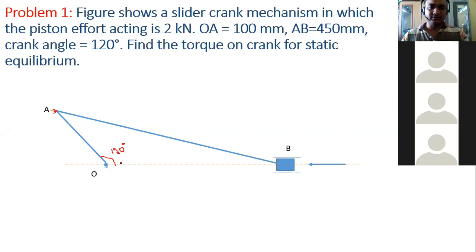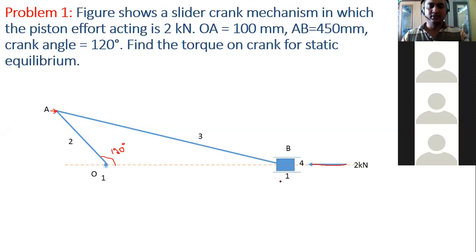Okay. So this is 120 degrees, that is also given. So now we'll solve this problem. Understand this figure now. This is 120 degrees. OA length is given. AB length is given. And this force is given. See, this force, the piston effort, is given. That is, you can see here, 2 kilonewton or 2000 Newton.